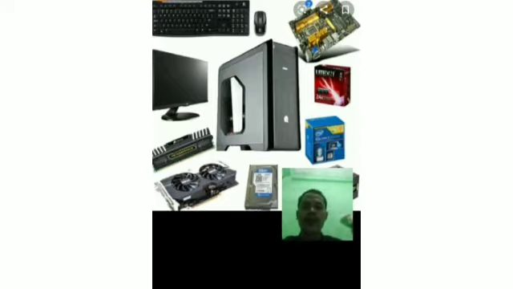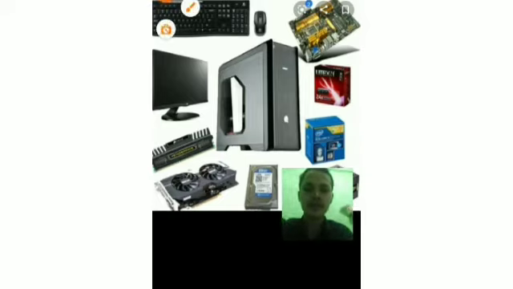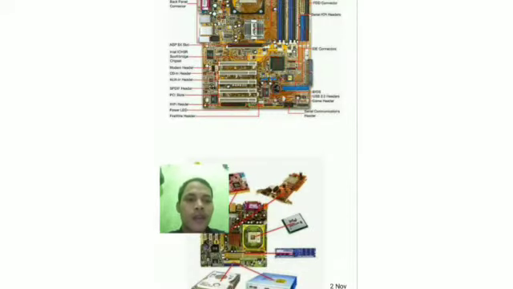Assembling a computer has several steps and methods, namely the preparation stage, the assembly stage, the testing phase, and problem handling. And I will explain the steps to assemble a complete computer with pictures.